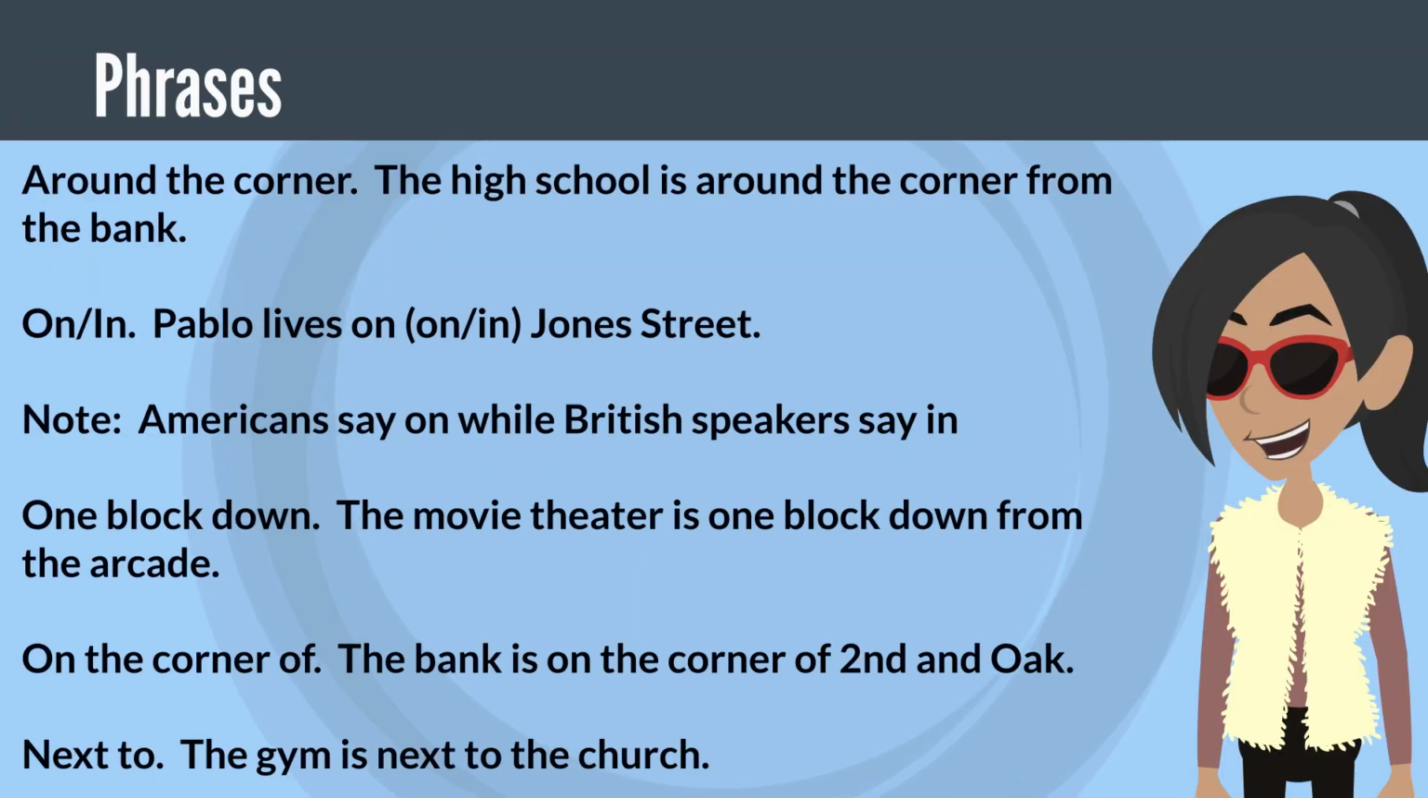In this lesson, you can teach the following phrases. Around the corner. The high school is around the corner from the bank. In. Pablo lives in Jones Street. Note, Americans say on while British speakers say in. One block down. The movie theater is one block down from the arcade. On the corner of. The bank is on the corner of 2nd and Oak.